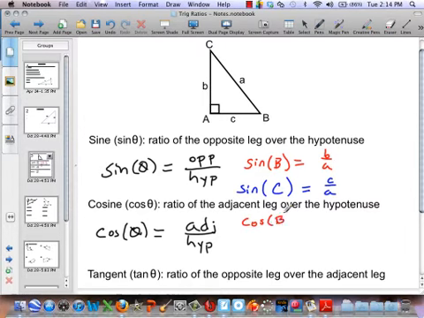What is the cosine of B? Which leg is adjacent to angle B? C. So that's our adjacent leg over hypotenuse.